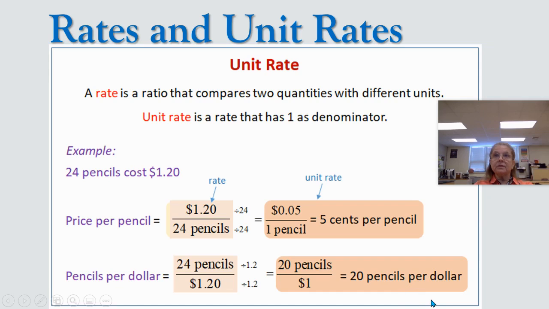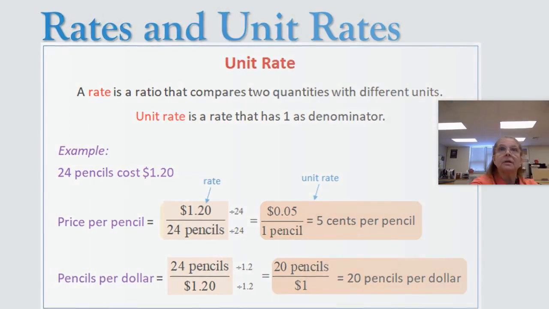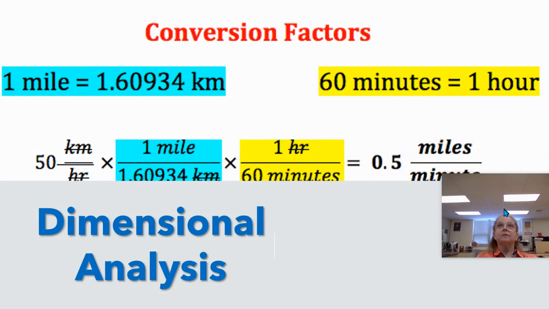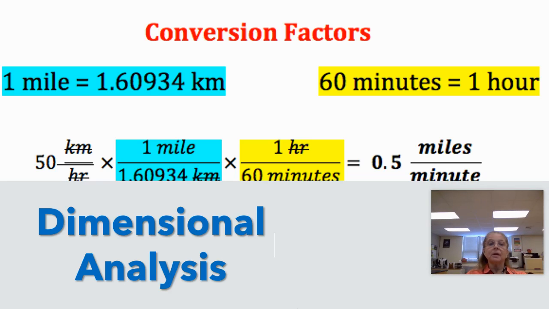Sometimes you're going to need to know the conversion factors. So if we look at this next one, we know that 1 mile is 1.60934 kilometers, and 60 minutes is 1 hour. In this case, we're given 50 kilometers per hour. If you were driving at a rate of 50 kilometers per hour, how fast are you going in miles per minute? So miles per minute is what we are looking for. I want to end up with miles on top and minutes on bottom. I'm starting out with kilometers on top and hours on bottom.